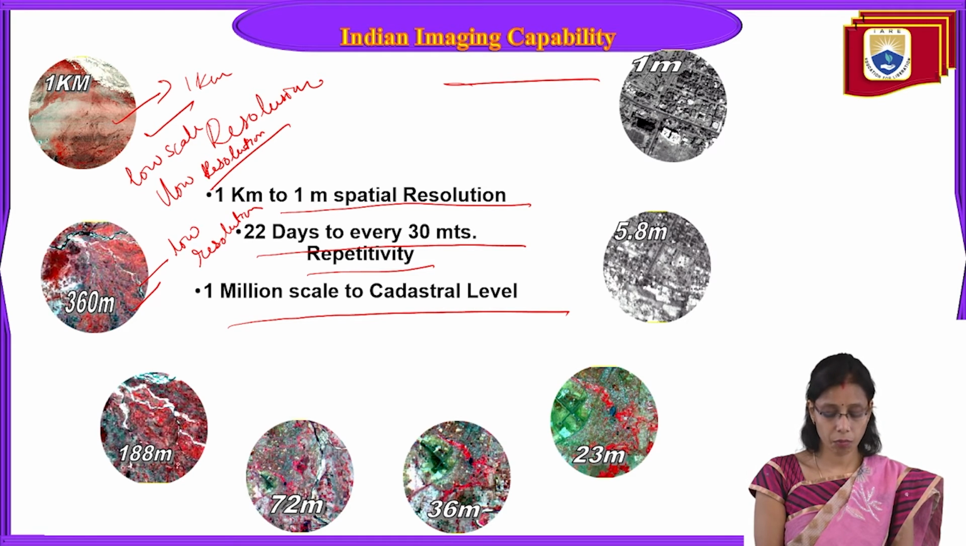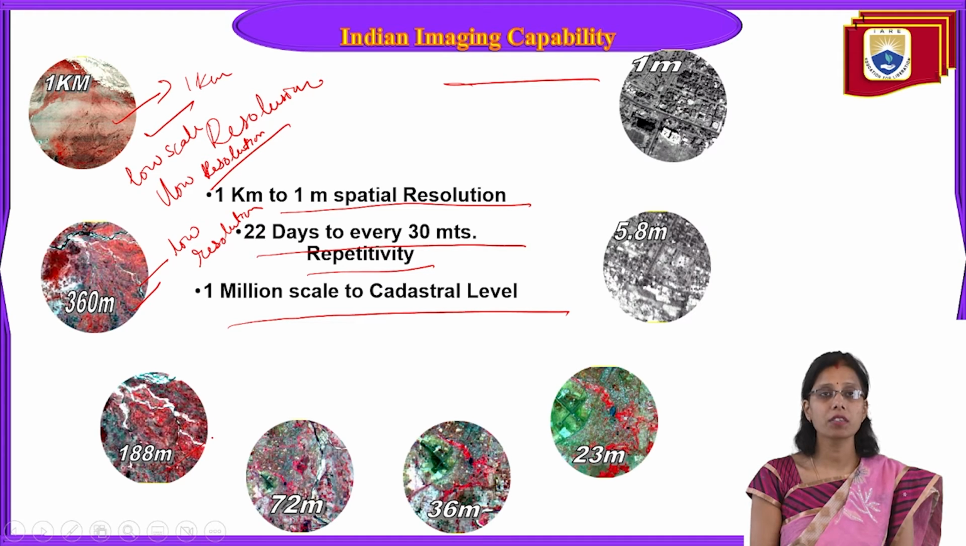We can give the information in 188 meters. That means the total area covered is 188 meters on the ground is visible in the image.